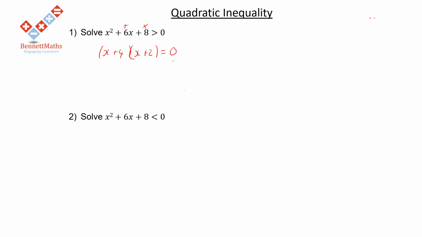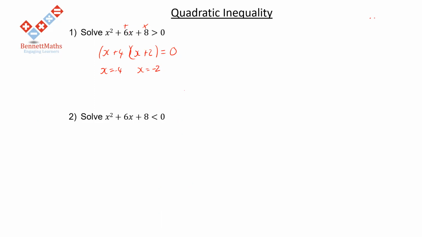Okay, so at this stage, we'll treat it as an equation rather than an inequality. You'll see why in a moment. Now we want to find the value of x. So we're going to say that each one of those brackets is worth 0. So x is equal to -4 or x is equal to -2. So far, nothing's changed between an equation and an inequality.